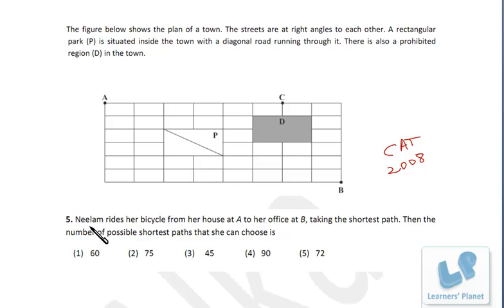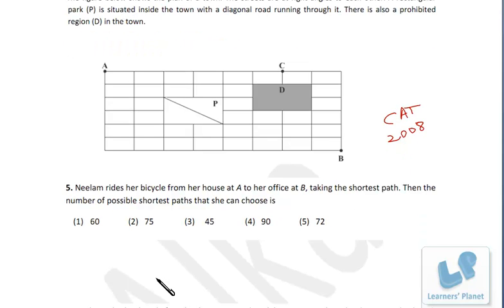Okay, now the first question is, Neelam rides her bicycle from her house A to her office B, taking the shortest path. Then the number of possible shortest paths that she can choose. Obviously the shortest path will involve this area, because from this point to this point the diagonal will have the shortest length instead of this plus this, right? So first of all she will be going from A to this point, right? So that is 1, 2, 3, 4.